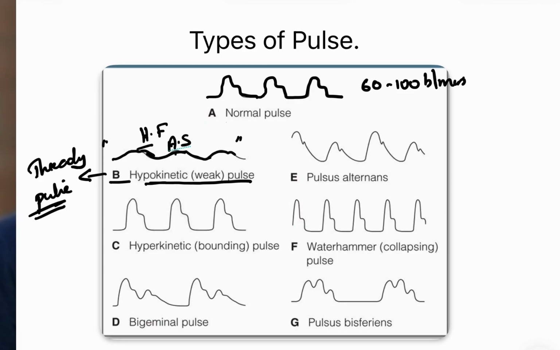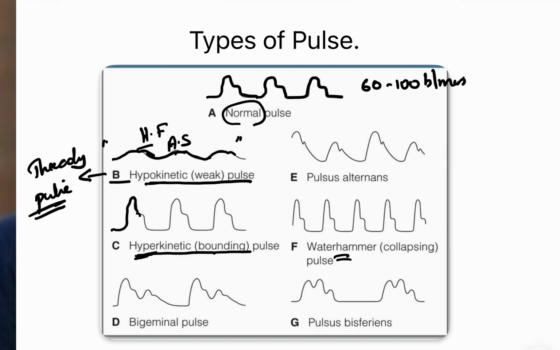Now we're going to the hyperkinetic or bounding pulse. You can see the difference between a normal pulse and a hyperkinetic or bounding pulse here. It is like a large bounding pulse. Sometimes it's also known as Corrigan's water hammer pulse, but we have another water hammer pulse here, and we will see the difference between them. Sometimes it's also known as Corrigan's pulse, and it is a strong pulse, a hyperkinetic pulse.